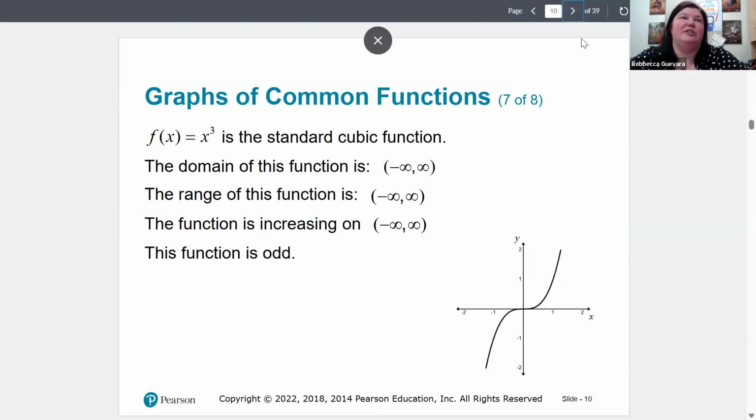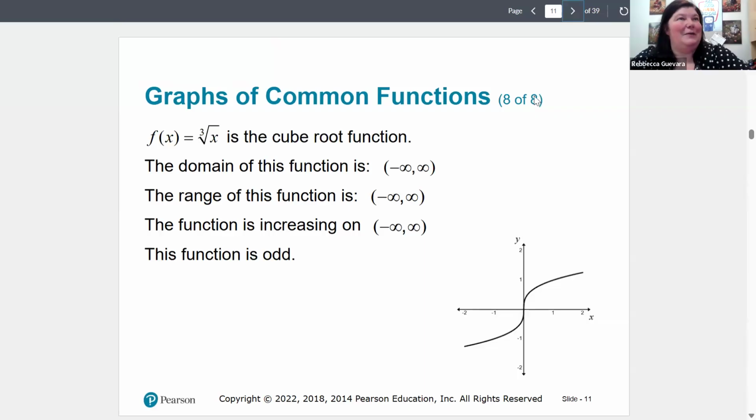Your cubic, this is going to look like this. This is a basic cubic. We'll see a lot more of cubics as we go along. Here, once again, domain and range are all real numbers. This one increases across all real numbers, and it is an odd function.